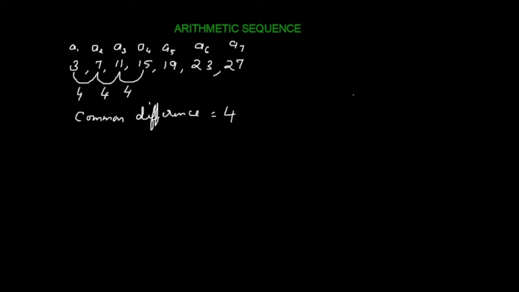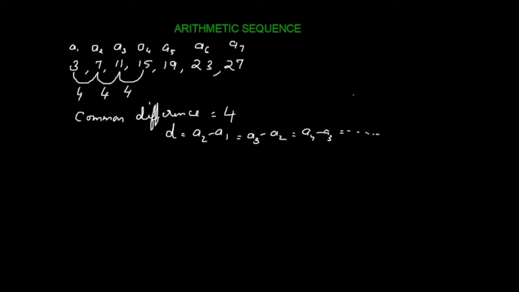Now the common difference is denoted by D. D is equal to A2 minus A1. That is equal to A3 minus A2. Right? So common difference D is equal to A2 minus A1, that is equal to A3 minus A2, and so on, equal to A4 minus A3. We can write it like this.